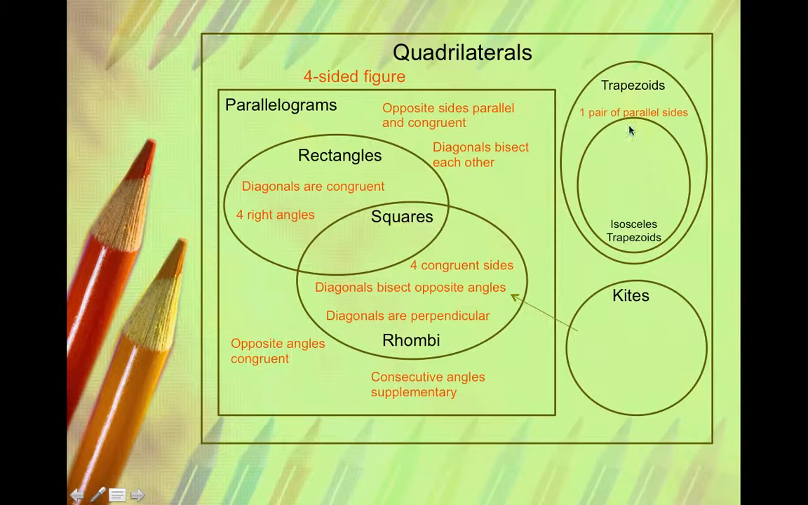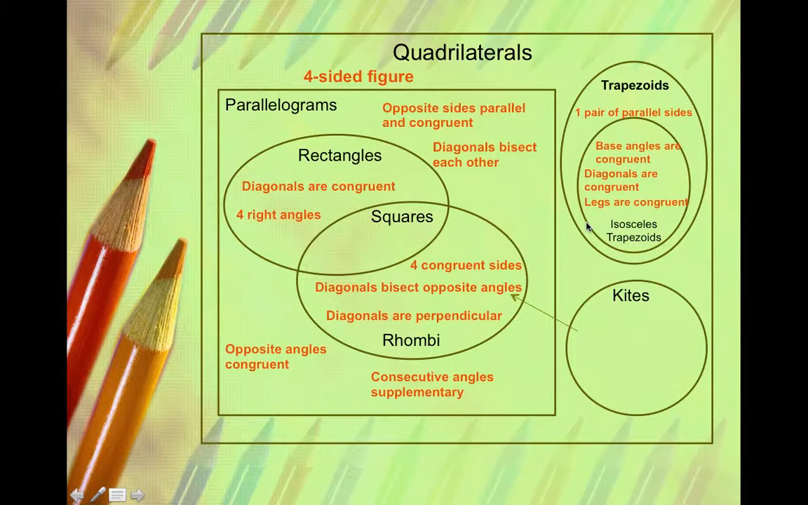In a trapezoid, one pair of parallel sides, like we said. In the isosceles trapezoid, base angles are congruent. Diagonals are congruent. Legs are congruent. In the kite, diagonals are perpendicular, and diagonals bisect opposite angles. That's why this arrow is pointing that way. Two pairs of consecutive congruent sides. One pair of opposite angles are congruent.